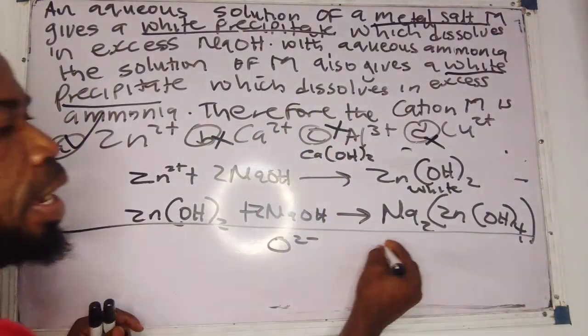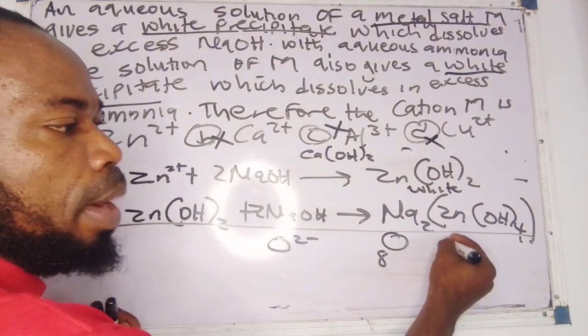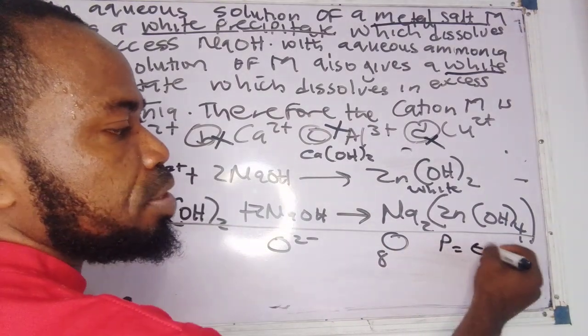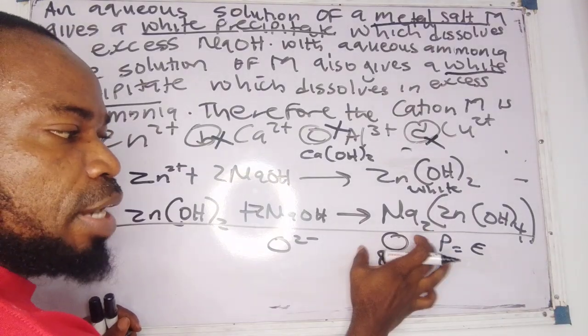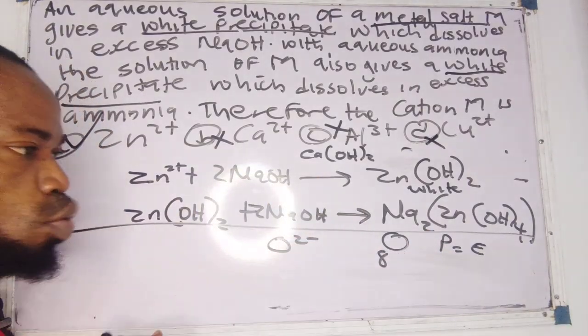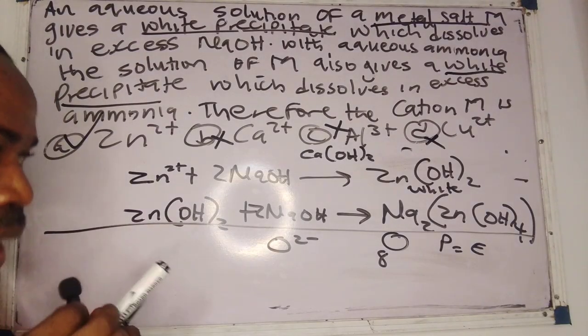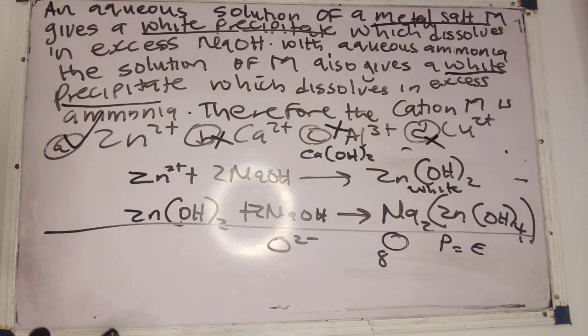First of all, you know that the atomic number of oxygen is 8. You know that the number of protons for a neutral element equals the number of electrons, so the number of electrons here is 8. Now, this 2 minus, what does it mean? It simply means that it has gained 2 extra electrons.